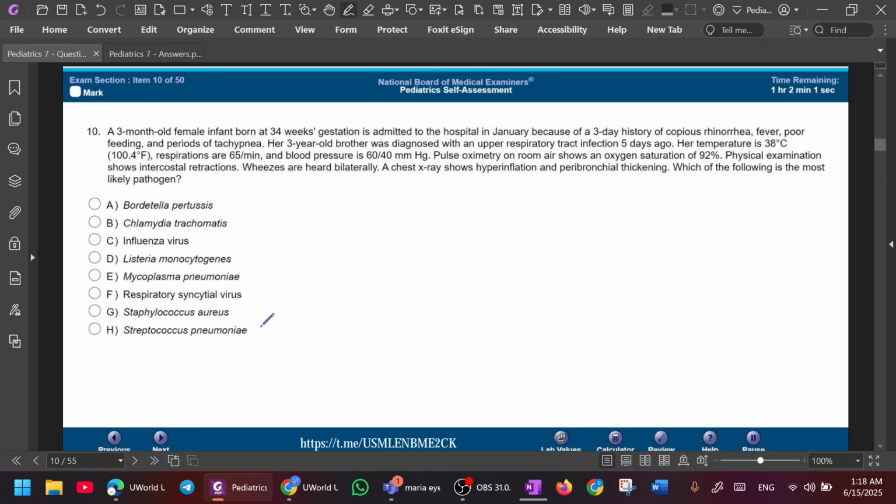A 3-month-old female infant born at 34 weeks of gestation, admitted to the hospital in January because of 3-day history of copious rhinorrhea, fever, poor feeding, and periods of tachypnea. Her 3-year-old brother was diagnosed with upper respiratory tract infection 5 days ago. Her temperature is 38, respiration is 65 per minute, blood pressure is 60 by 40. Pulse oximetry on room air shows oxygen saturation 92%.